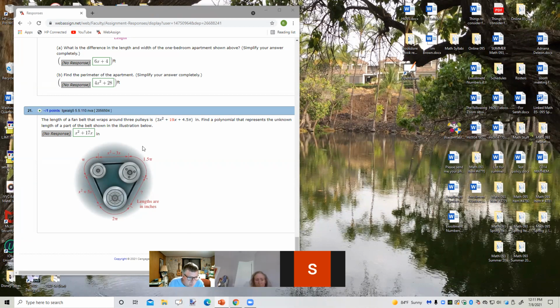Okay, so we're told the whole thing, and then they describe each piece, but this piece isn't described, it's unknown. So what we've got to do, we've got to add up all of the known pieces, okay? Subtract that from the total, and that'll give us the unknown piece. Does that make sense? Yes.